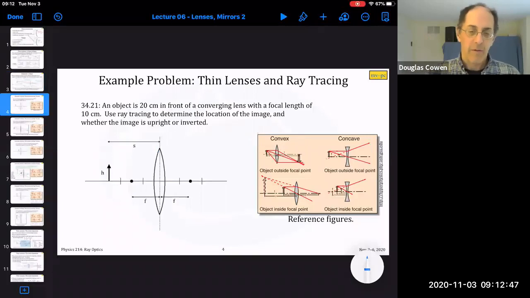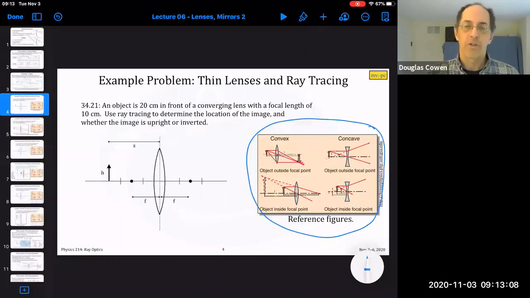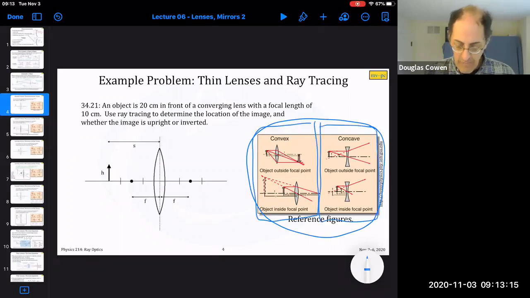And after we've done a few of these, then we'll get more quantitative and use the lens equation so we can calculate precisely where the image is and what its magnification is. But ray tracing gives you a good estimate for these quantities. So first, I want to draw your attention to these reference figures over on the right, which show for convex lenses and for concave lenses what the images look like from ray tracing for the object either inside or outside the focal length of the lens.